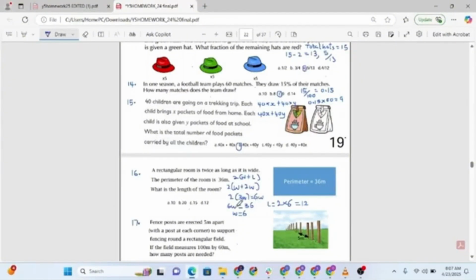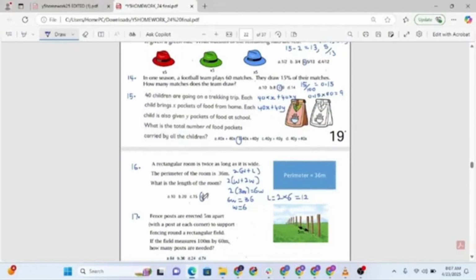Step 4. 6W equals 36. Divide both sides by 6. W equals 6. Step 5. The length is 2 times W. 2 multiplied by 6 equals 12. Final answer. The length of the room is 12 meters. The correct answer is option D, 12 meters.